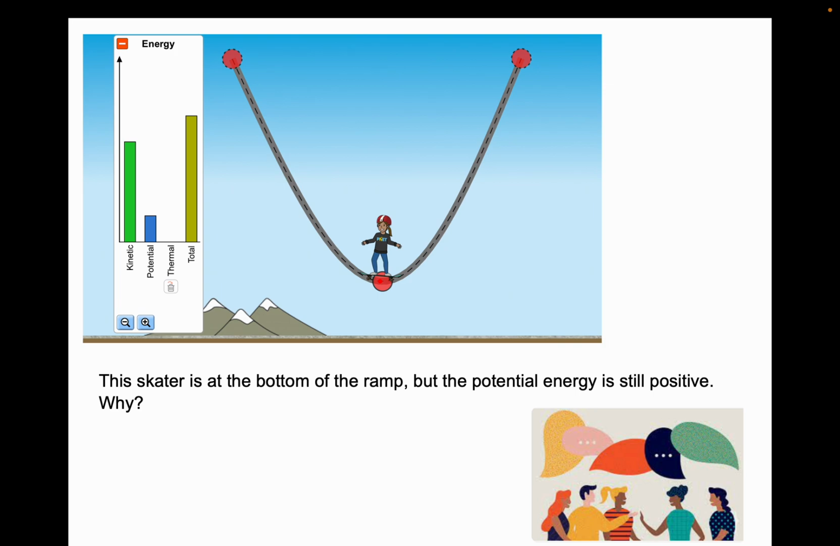Look at this particular image. This skater is at the bottom of the ramp, but the potential energy is not zero. It's still positive. Check with a classmate for this one. Why do you think in this scenario the potential energy is not at zero?